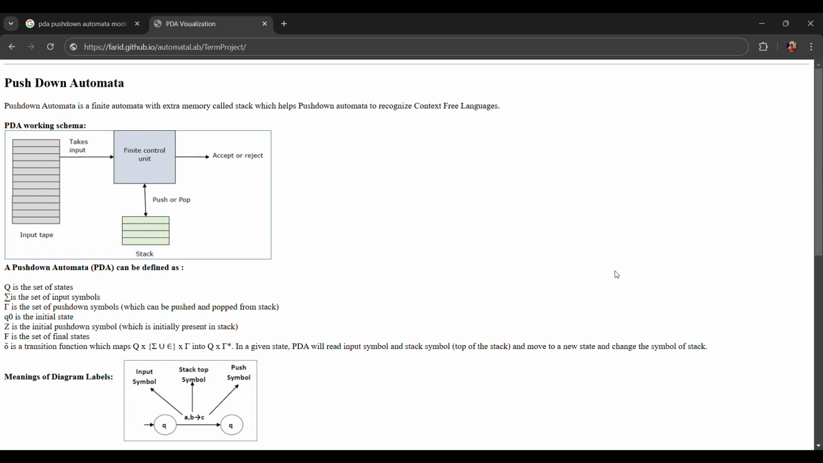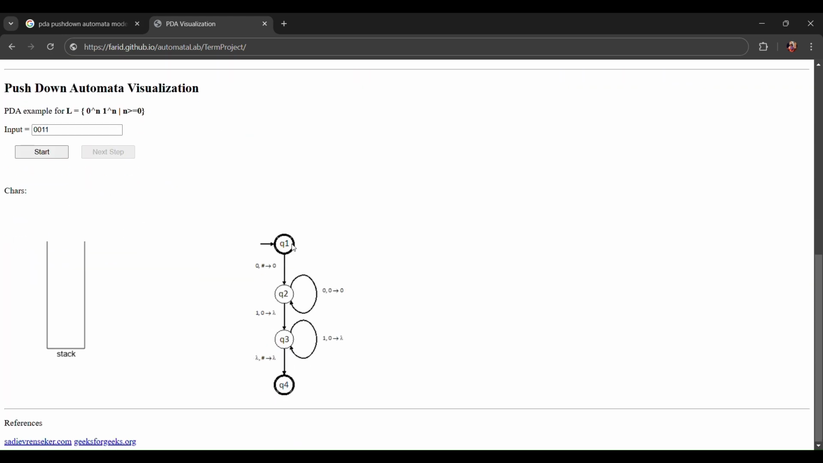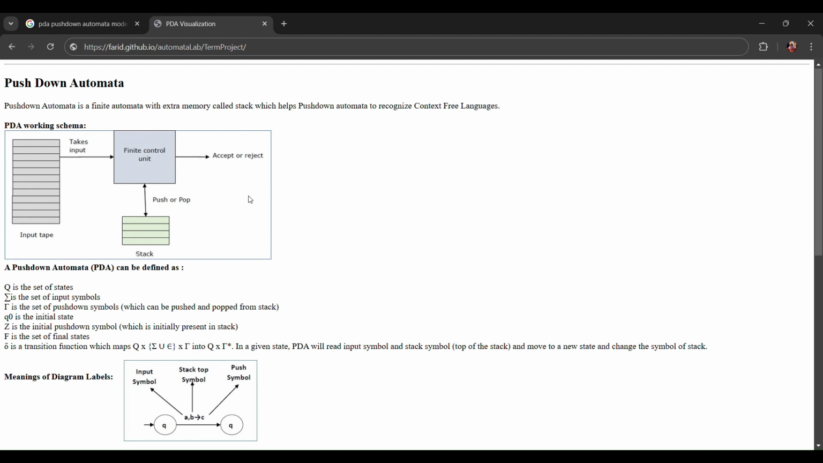Hi there. So we will be seeing how pushdown automata works with the help of our model. Pushdown automata is a finite automata with extra memory called a stack, which helps us recognize context-free languages. The working structure for pushdown automata is as shown in the figure.